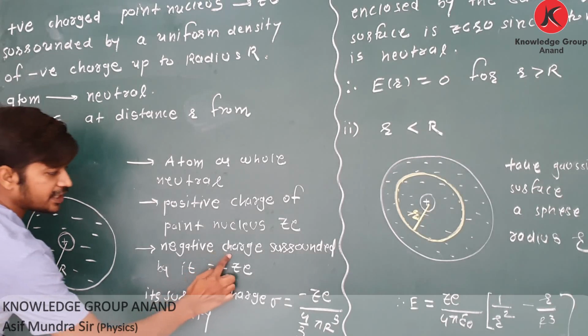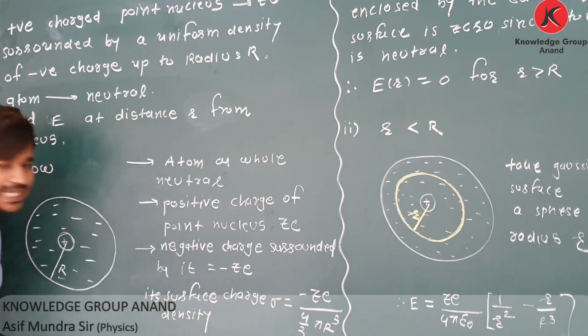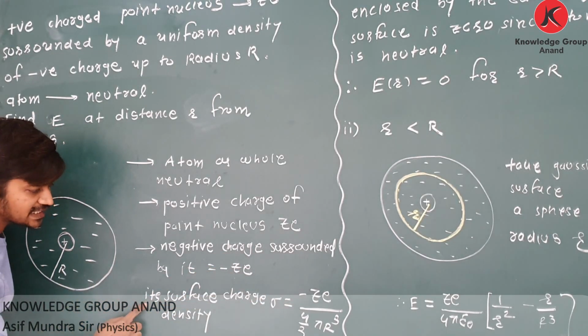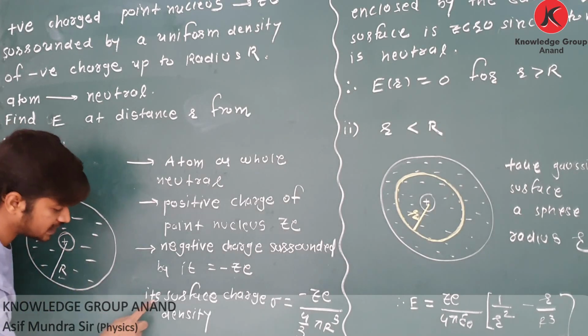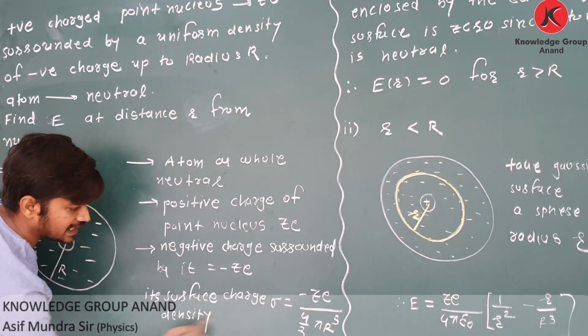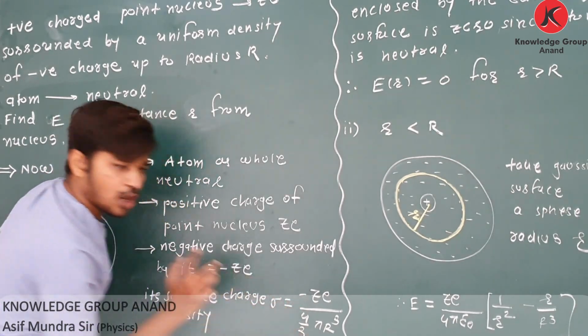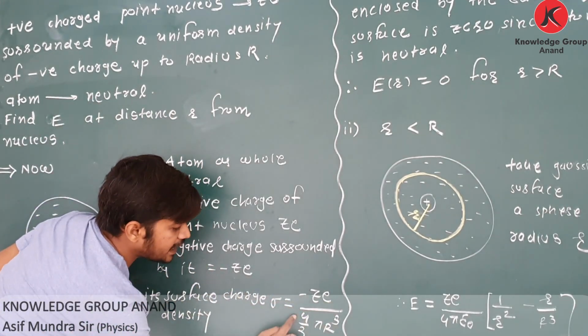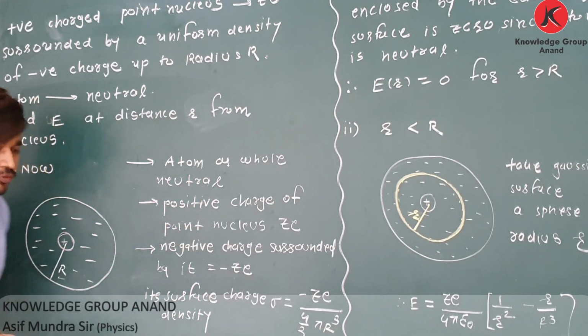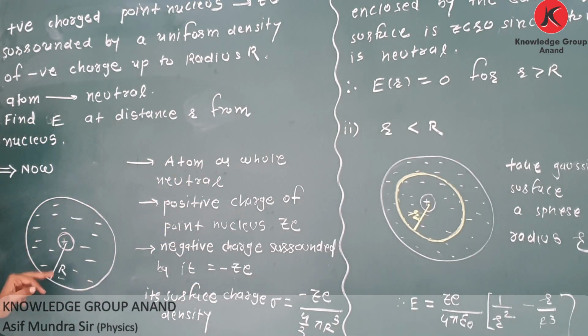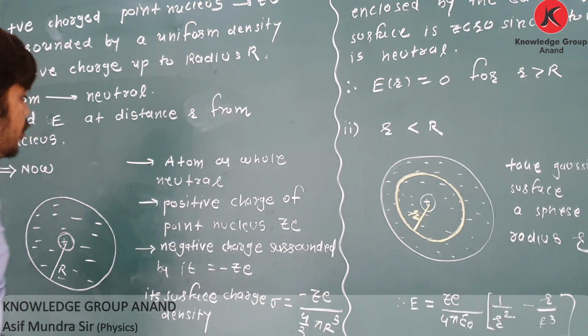The negative charge surrounding it is minus Ze. So what is its charge density? The charge density rho is equal to charge upon volume, minus Ze upon 4 by 3 pi R cube, up to radius R. Clear? This is the data given. Now you have to find the electric field due to this atomic model.